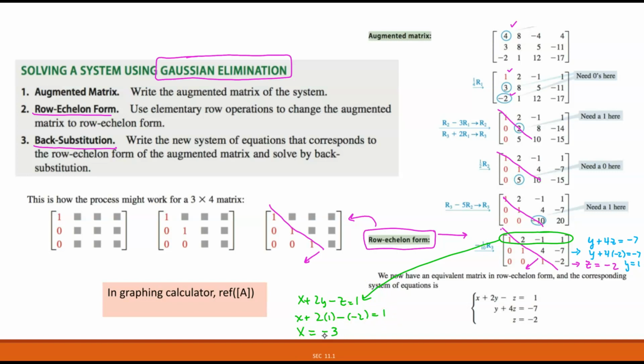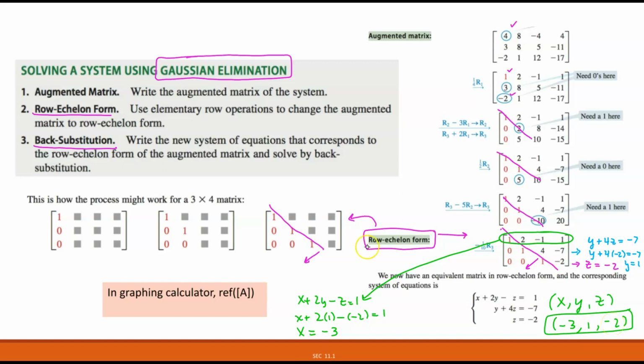And like before, we were looking for an ordered pair, x, y. Here we're looking for an ordered triple, x, y, z. We found x to be negative 3, y to be 1, z to be negative 2, and that would be our solution. In the original equation, we should plug in these numbers into every equation to make sure our answer is correct. But if we did all of our work correctly, no matter which equation we plug in, x is negative 3, y is 1, z is negative 2, we're going to get a true answer.